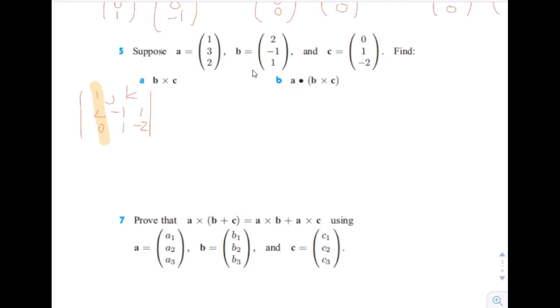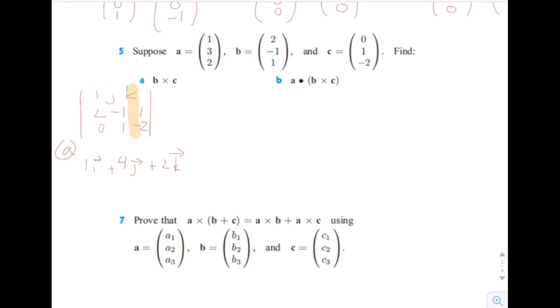So the I component is going to be negative 1 times negative 2, which is positive 2, minus 1. So it would be 1 I. And then the j component would be 2 times negative 2, which is negative 4, minus 0. And you can take the negative of that because the middle one is going to be minus. So it'll be positive 2j. The k component would be 2 times 1, which is 2, minus 0, which would be plus 2k.